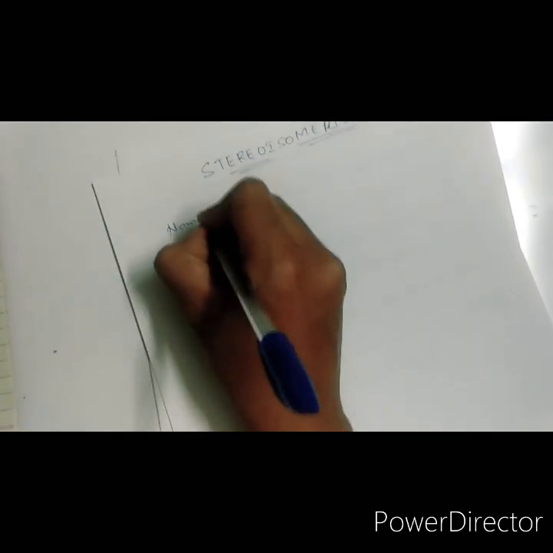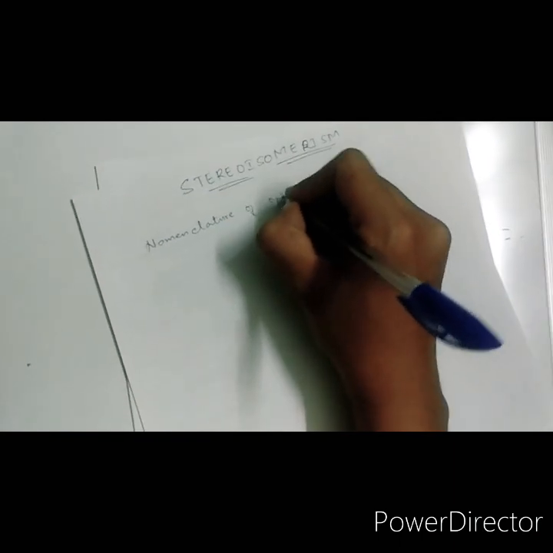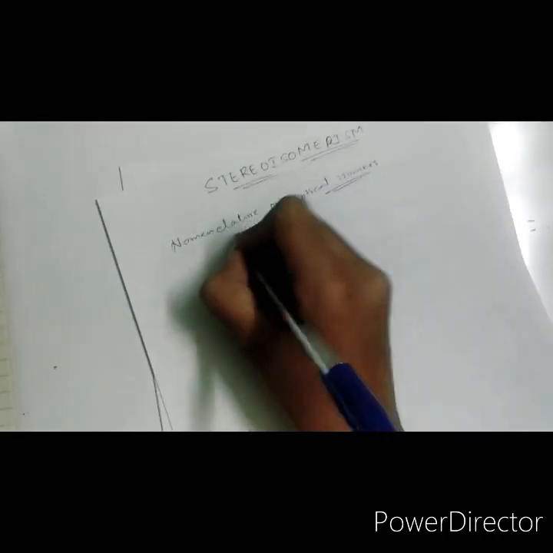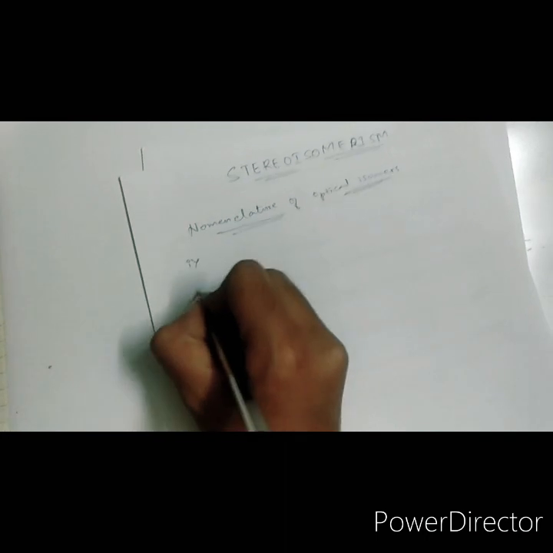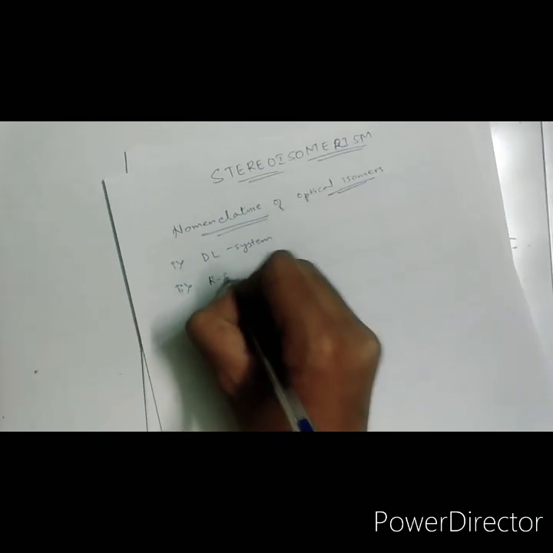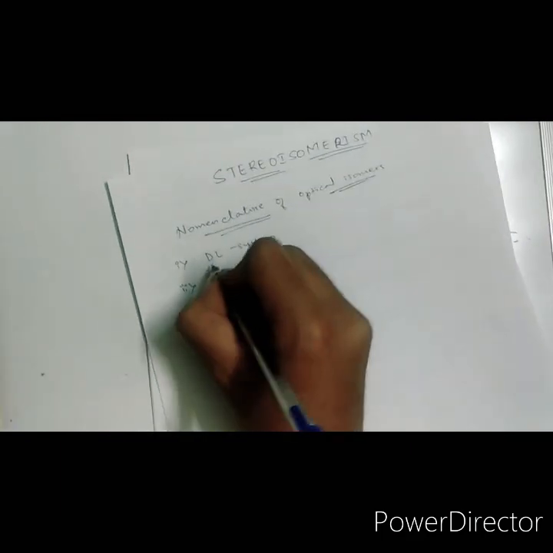So today we will be dealing with the nomenclature of optical isomers. For the nomenclature of optical isomers there are two methods. One is the DL system and another is the RS system. So what is the DL system and what is the RS system?